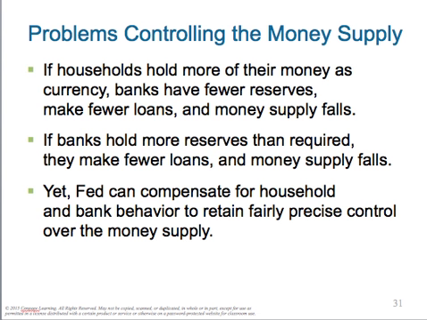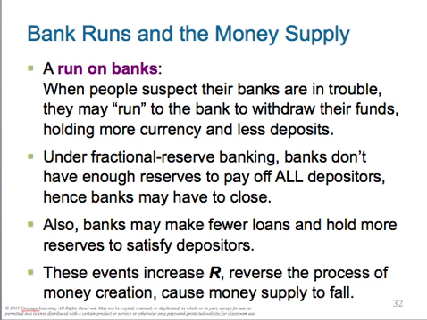So if a bank for some reason decides to hold more reserves, perhaps they have an expectation that they'll need that money for some reason, a rush on the bank or something like that, that's fewer loans and the money supply falls. Yet the Fed can compensate for household and bank behavior to retain fairly precise control over the money supply. So the Fed, at least in its own mind, can manipulate the money supply, and in technicality, they can take the money supply up and down. Now, philosophically, a lot of people have a question as to whether they should be manipulating the money supply or whether the free market should be doing it. That's an ongoing debate.